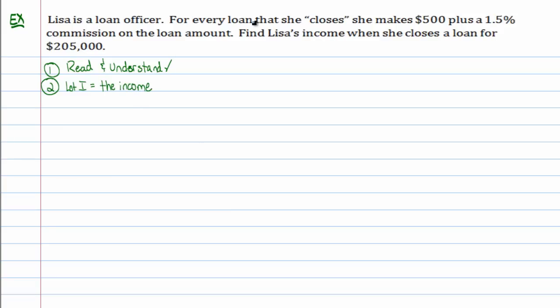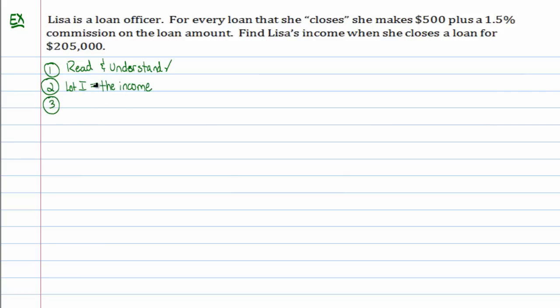But there's something else we're missing here. So for every loan she closes, blah, blah, blah. Well, actually, they kind of gave us the amount. So we pretty much are at the point here where we don't need to go any further with variables. Well, I think that's good. All right.